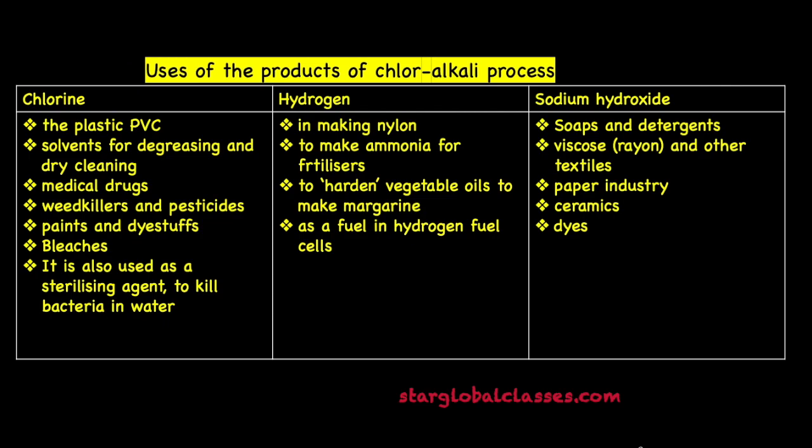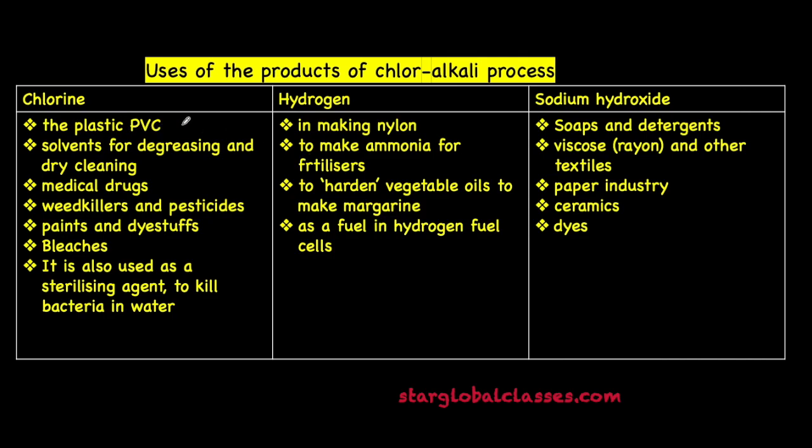Uses of the products of the chlor-alkali process. Three products are formed here. Students, you need to learn the uses of all these three products formed during the chlor-alkali process, meaning during the electrolysis of brine. We have already seen that in the last reaction we got chlorine, hydrogen gas and sodium hydroxide solution. You need to learn the uses of chlorine, hydrogen and sodium hydroxide.